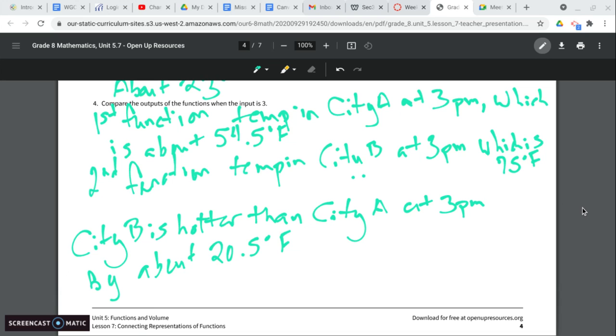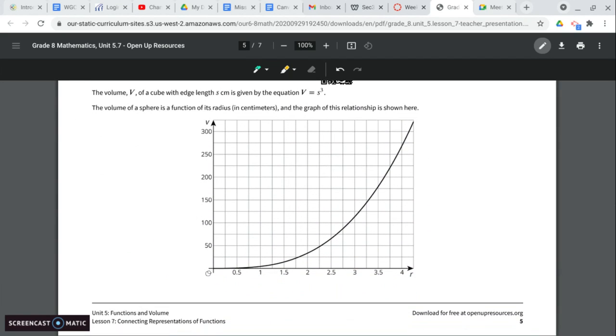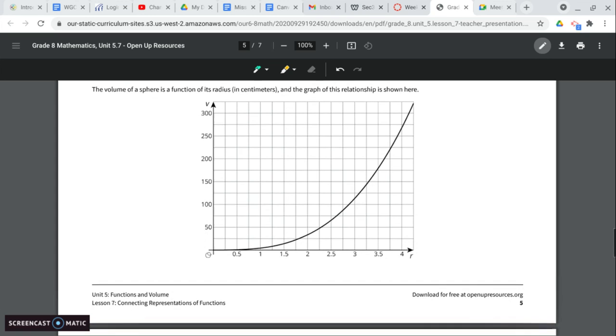All right, the next section, comparing volumes. The volume V of a cube with edge length S is given by the equation V equals S to the third power. The volume of a sphere is a function of its radius in centimeters, and the graph of this relationship is shown here. So this is the sphere's volume shown, and this is the cube for the equation. Is the volume of a cube with edge length S equals 3 greater or less than the volume of a sphere with radius 3? So this is our first question, sorry.